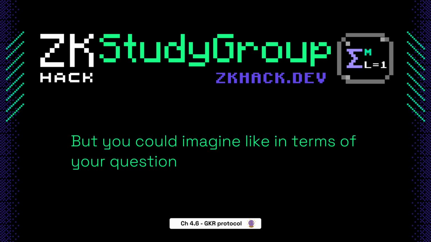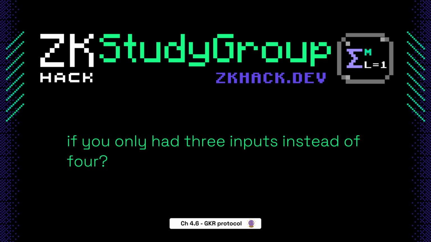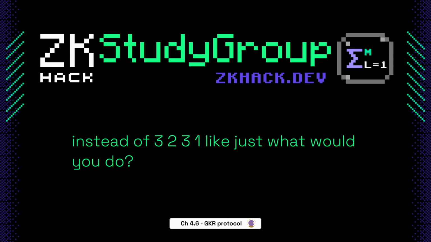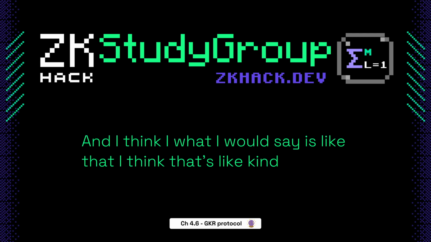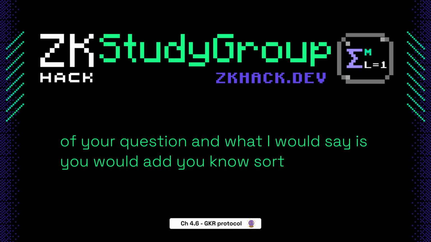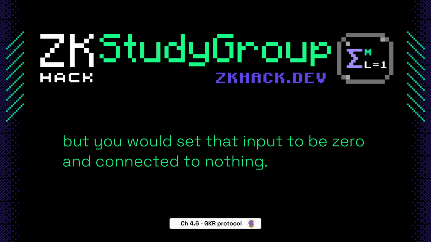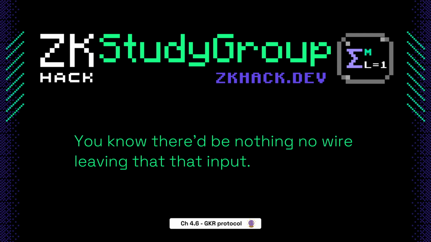But in terms of your question relating to this figure, you could ask, what if you only had 3 inputs instead of 4? What if the input was 3 2 1 instead of 3 2 3 1? What would you do? What I would say is, conceptually, you would add a fourth input to make it a power of 2, but you would set that input to be 0 and connect it to nothing. There'd be no wire leaving that input.